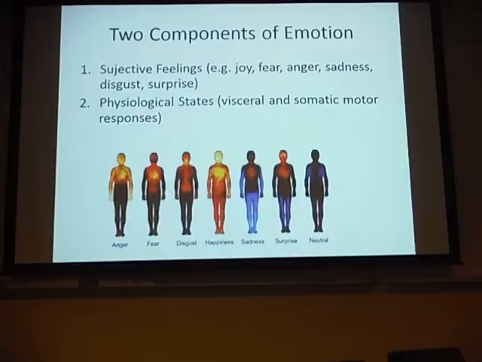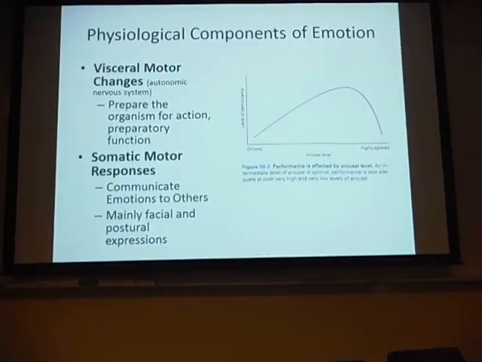So again, it's not an exact science by any means, but it starts to give us information across cultures, within the human species, that there are these experiences of emotions that tend to be similar, and also that the physiological responses that happen in conjunction with those emotions also tend to be similar. So that physiological component of emotion can be divided really into two separate things.